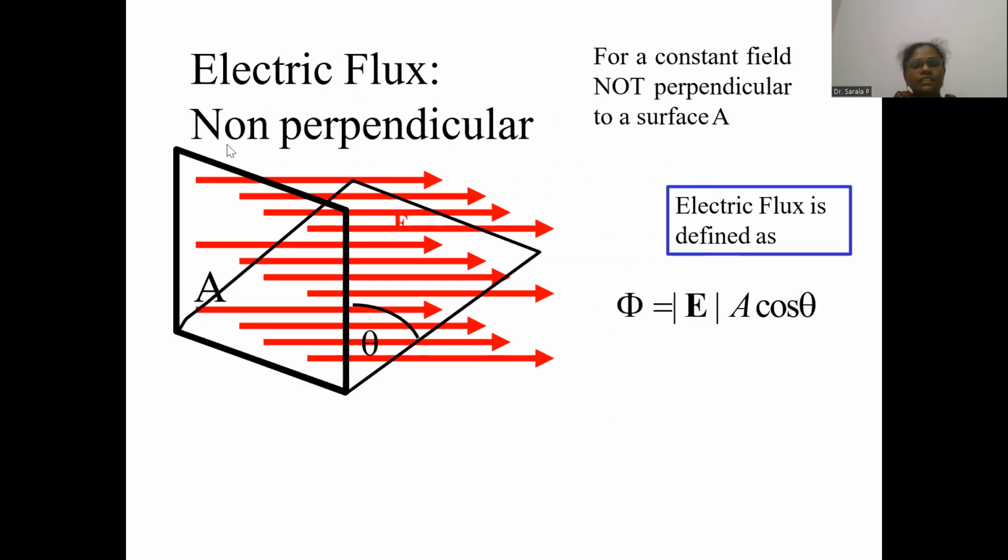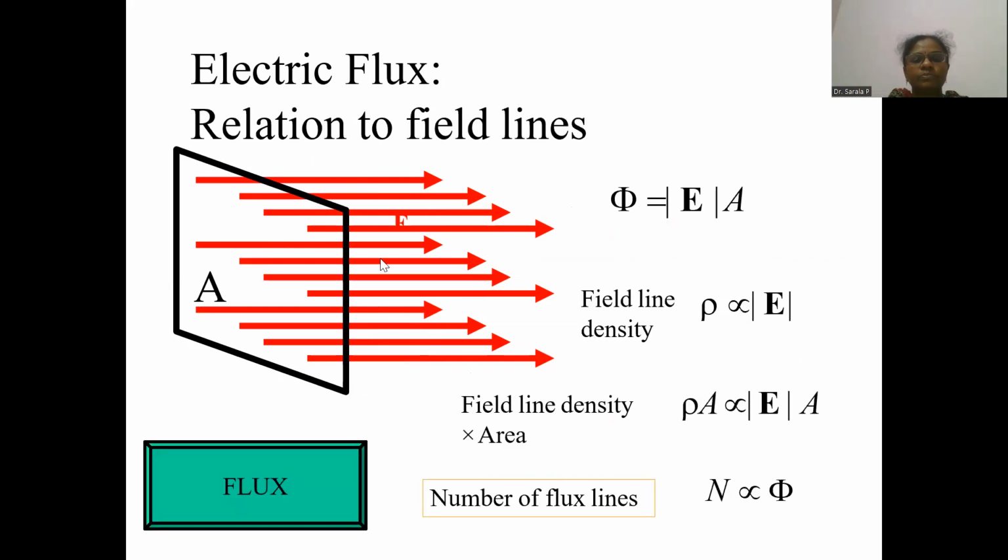Here the electric flux is for a non-perpendicular case. The electric field is nothing but the number of flux lines per area. So here flux is nothing but E into A cos theta. So the electric flux is related to field lines. Here E into A. So rho, the density, is proportional to E. So the number of field lines is proportional to the flux.